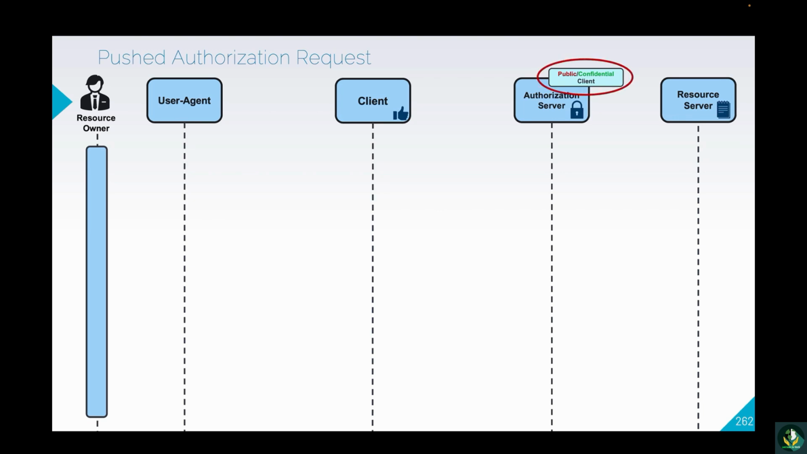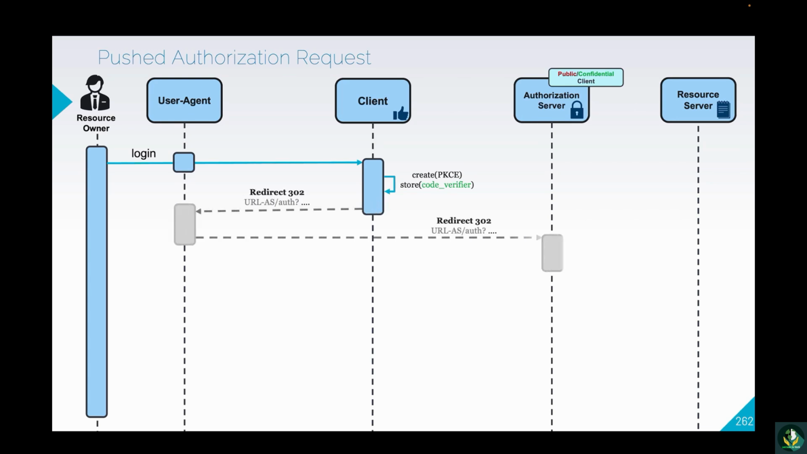Let's dive in and see exactly how PAR works through a sequence diagram applied to the PKCE flow. Unlike JAR, which is only applicable to confidential clients, this extension, PAR, can be used by both public clients and confidential clients. As usual, the flow starts with the resource owner initiating the process. The client then creates a PKCE, generating and storing the code verifier locally. Now, here is where the key difference from JAR comes into play. In the PAR flow, the client doesn't sign and encrypt the authorization request parameters and then redirect the resource owner via the user agent. Instead, the client sends these parameters directly to the authorization server via a POST request.